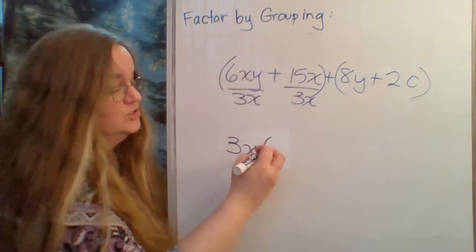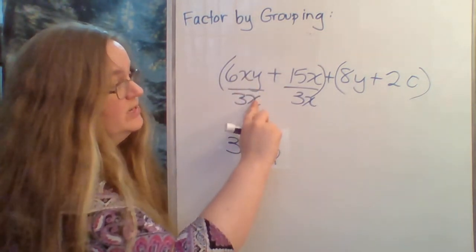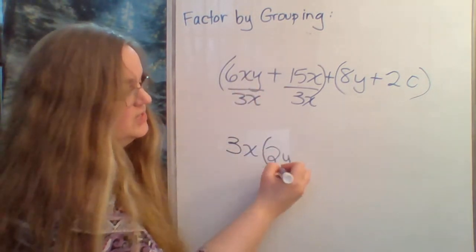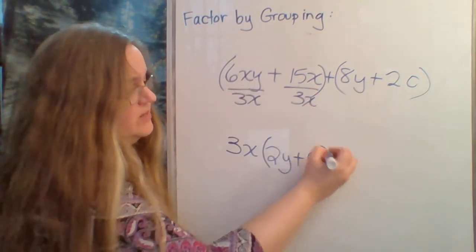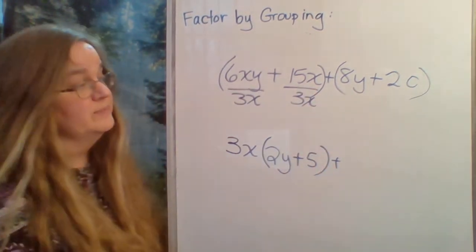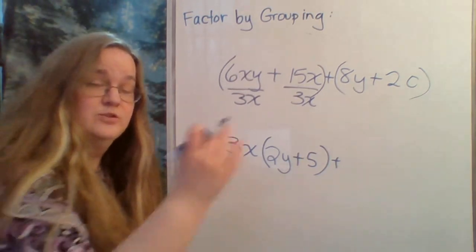6 divided by 3 is 2, and X divided by X is 1, so it goes away, and I just have Y still. 15 divided by 3 is 5, and X divided by X is 1, so it goes away. Now I'm going to take my second group.